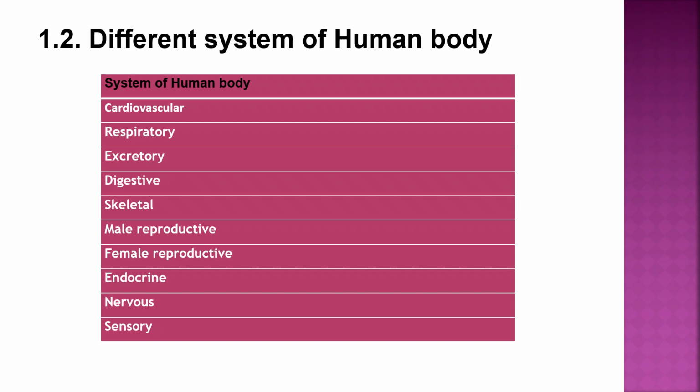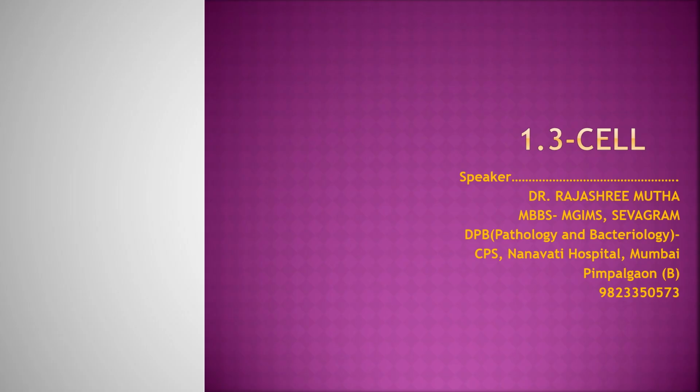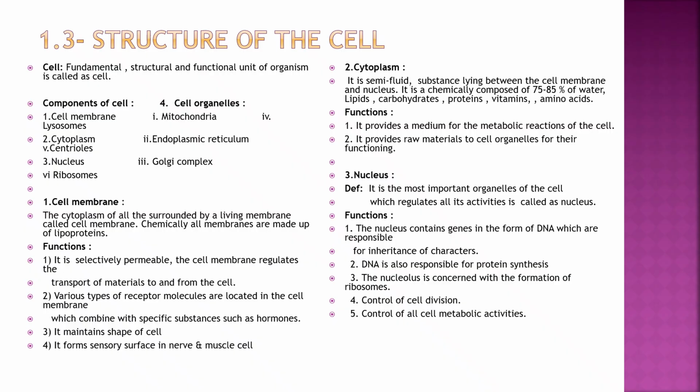1.2 Different systems of the human body. So first is the cardiovascular system, respiratory system, excretory system, digestive system, skeletal, male reproductive, female reproductive system, endocrine, nervous, and sensory system. Let's study the cell. The basic unit of the body is the cell.